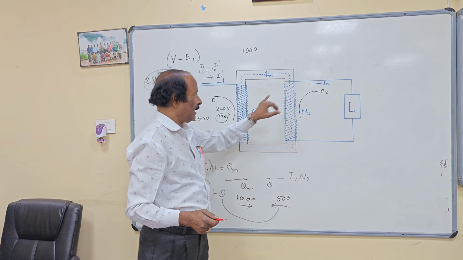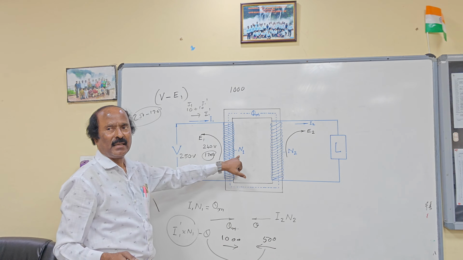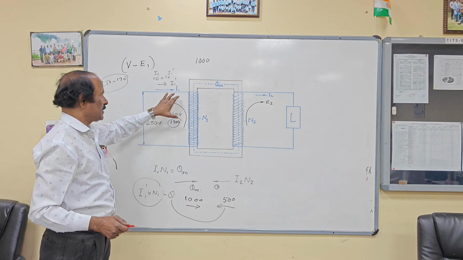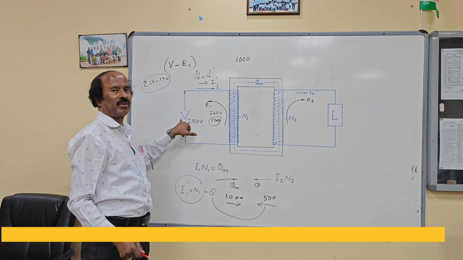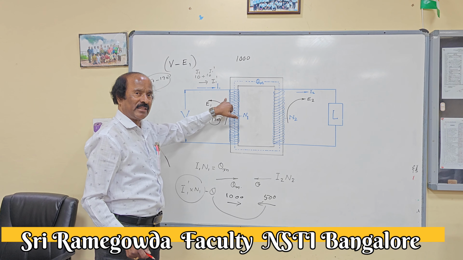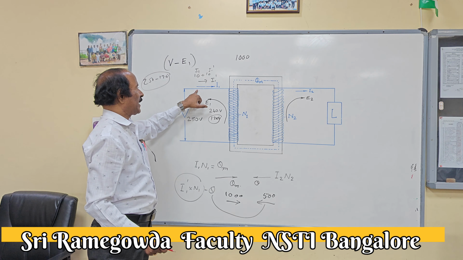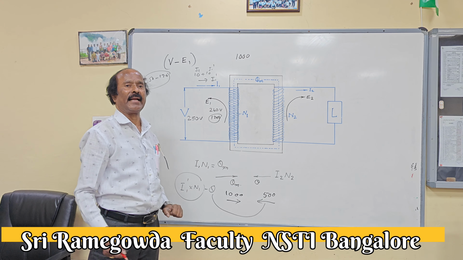Secondary winding. Number of turns in the primary is N1, number of turns in the secondary is N2, right? And this is given with a supply of V volts. When we give V volts, it pushes a current of I1 ampere in the primary winding.